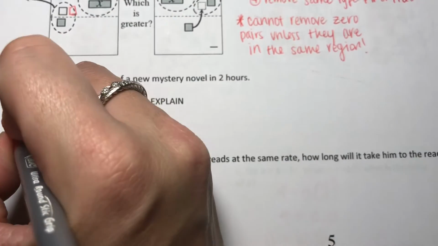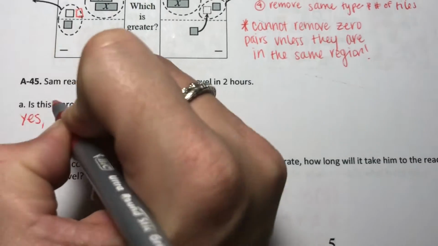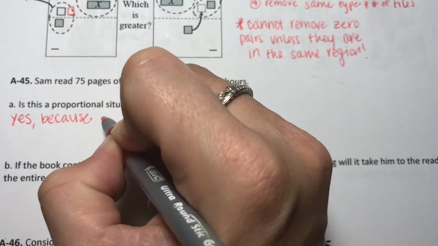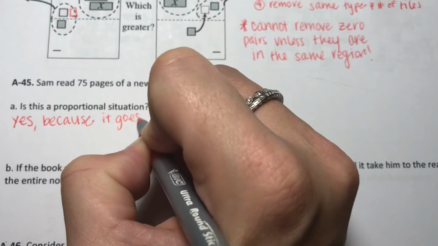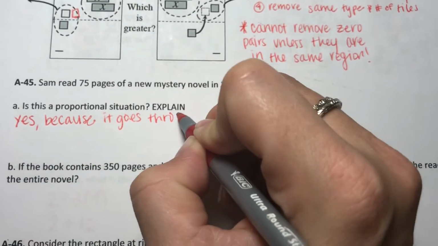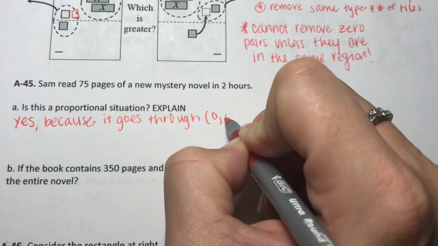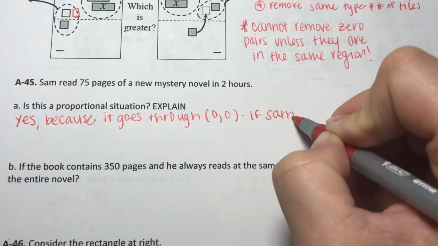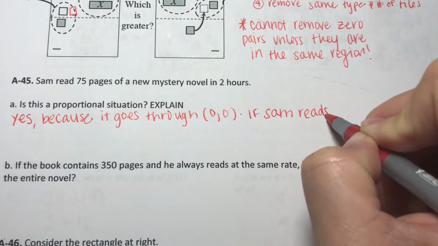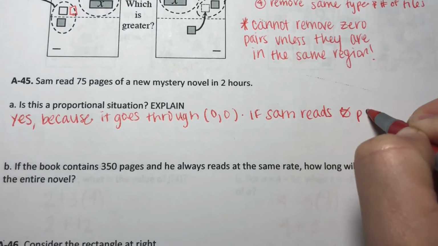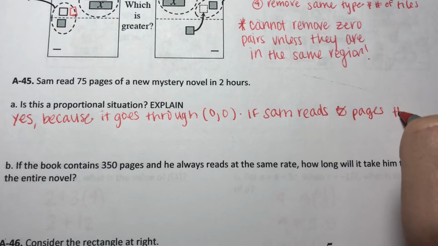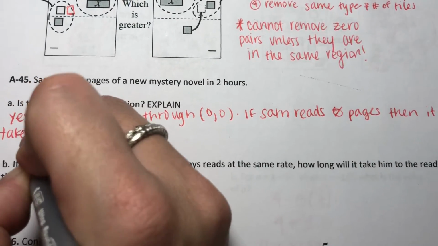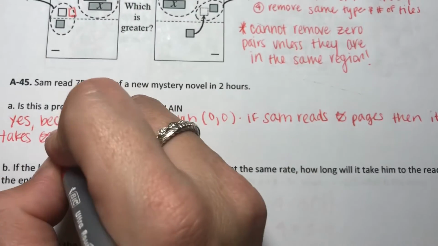So let's add that part first. We're going to say yes, because it goes through 0, 0. If Sam reads 0 pages, then it takes 0 hours.